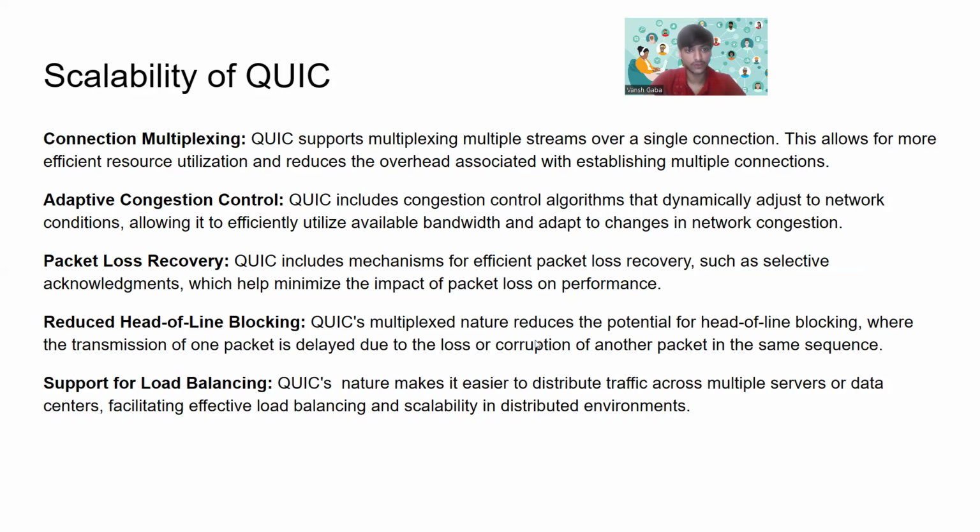Fourth one is head-of-line blocking, which is reduced using multiplexing. If any packet is corrupted, it doesn't block all the stream packets, it only blocks the packets of that stream only.